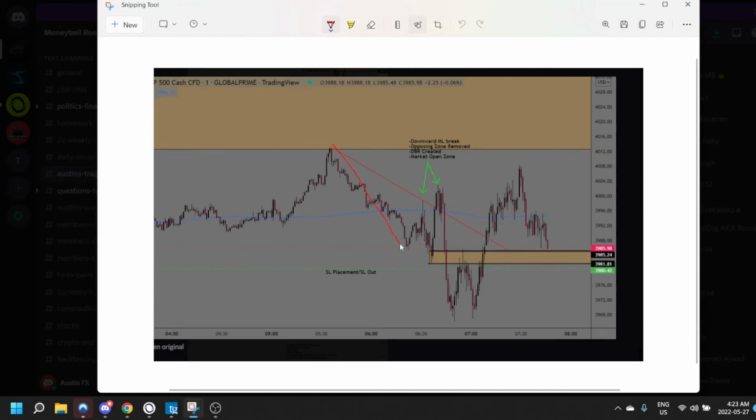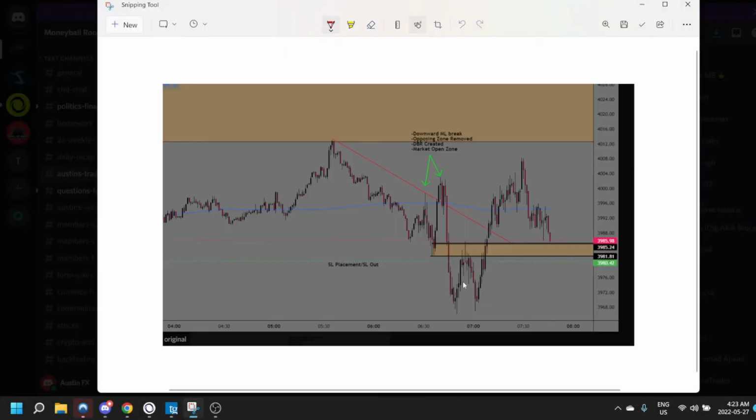So we got the lower low, lower high. We have the trend line. Okay, we get the zone being removed, the trend line being broken, and a very nice strong quality zone being created.